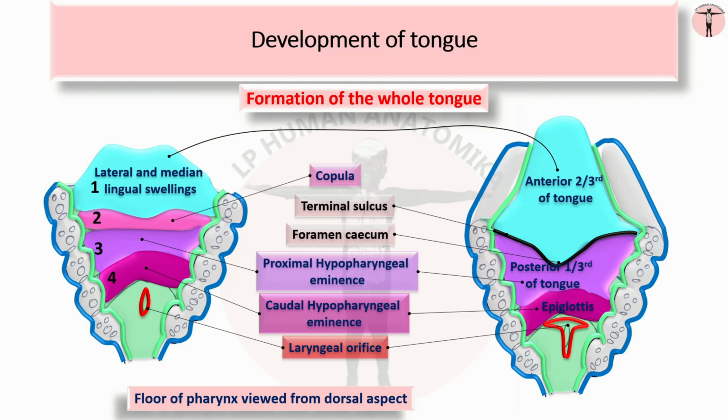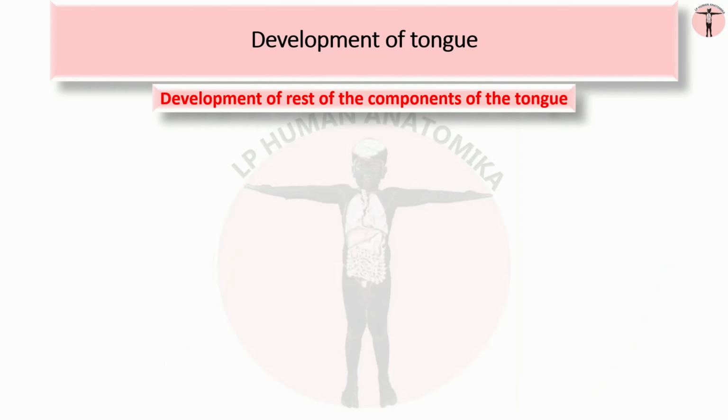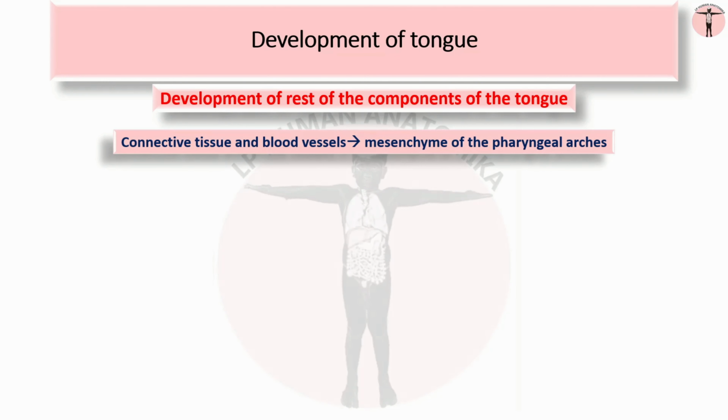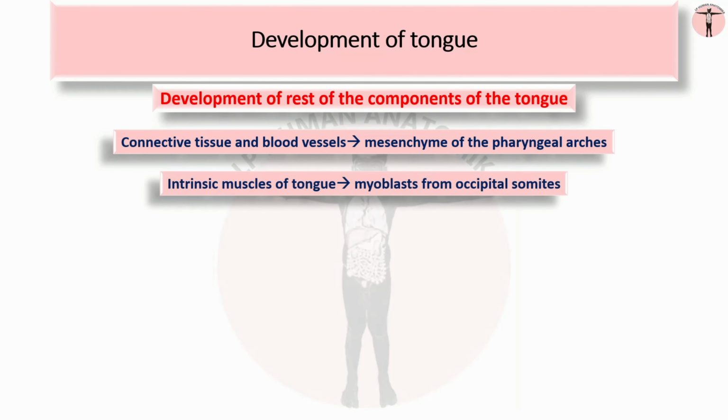Till now, we discussed how the mucosa of the different parts of the tongue developed. Coming to the development of the rest of the components of the tongue, let us see from where they develop. The connective tissue and the blood vessels of the tongue develop from the mesenchyme of the pharyngeal arches. The intrinsic muscles of the tongue are derived from myoblasts that migrate from occipital somites. The hypoglossal nerve accompanies the myoblasts during their migration and innervates the tongue muscles as they develop.